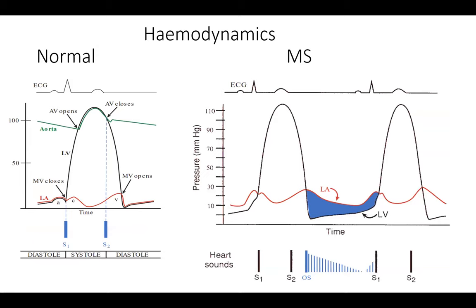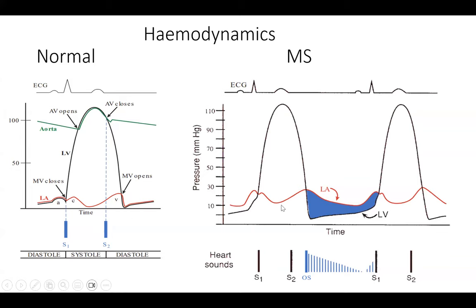Now, I will take some time explaining the hemodynamics a bit. On the left-hand side, we have a normal hemodynamic flow pressure tracing with the ECG as a reference. We know that in diastole, the mitral valve is open and we have free flow of blood. The red line is the left atrium. The black line is the left ventricle. The pressures are almost the same, okay? Then when the mitral valve closes, we have development of systole where the left ventricle contracts and, of course, pressure will be way higher than in the left atrium. But when the mitral valve closes, the pressure gradient drops and you have the left atrial and left ventricular pressures being almost the same. Of course, the S1, the first heart sound, would be at this closure. And the second heart sound would be at the closure of the AV valves.